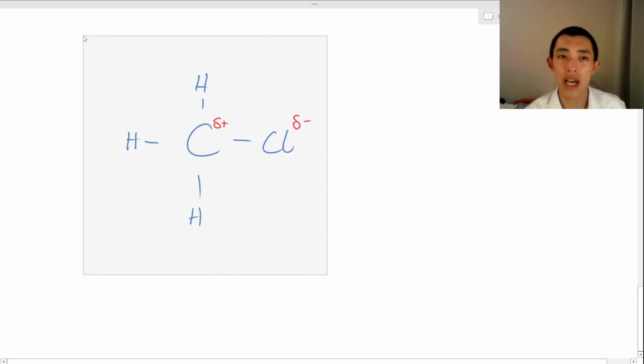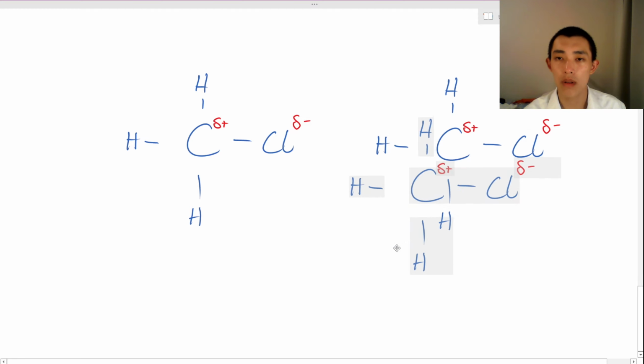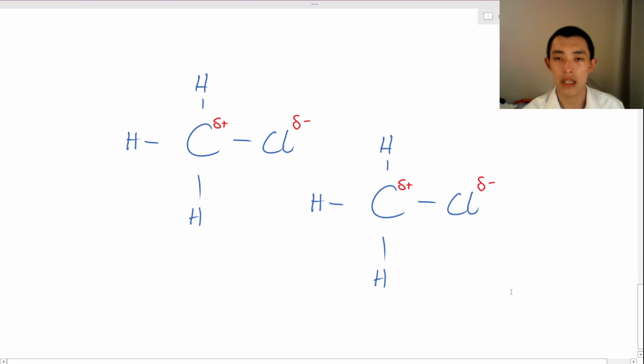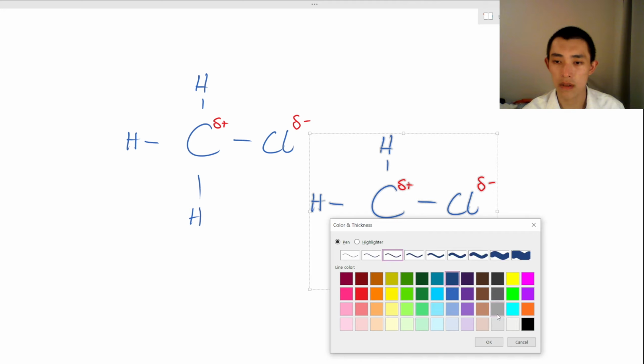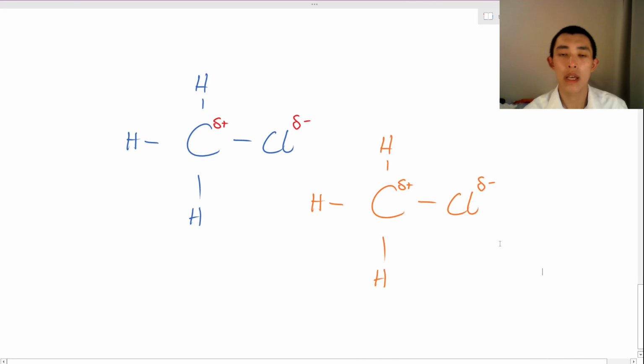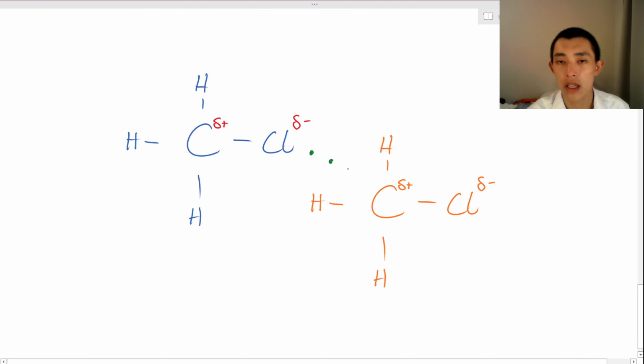What does this mean? Well, if I have a second one here, well, what's going to happen? Well, I can see that even if I position it, we can see that between my blue chlorine, which has a partially negative charge, it's going to be attracted to my orange carbon because it's partially positive. So we're going to see that we're going to have a dipole force. Fantastic. Let's try another one.